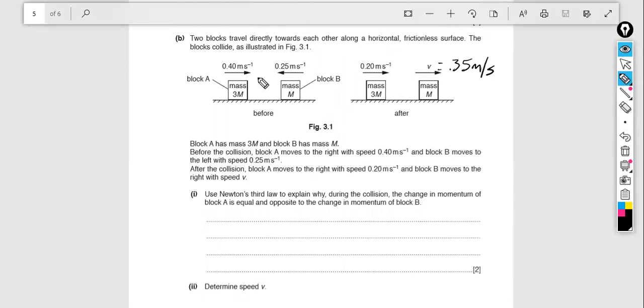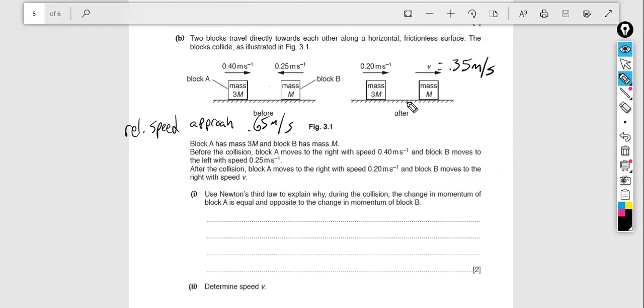What is the relative speed of approach here? You're saying, well, these are going in opposite directions, so I'm going to add them, because two objects traveling towards each other see each other moving at the sum of the speeds, right? The relative speed of approach, when two objects move in the opposite direction, we add. And so 0.4 plus 0.25 is 0.65 meters per second. That is the relative speed of approach.